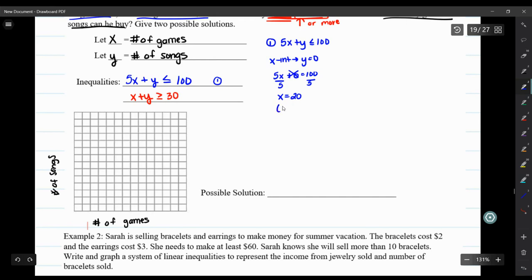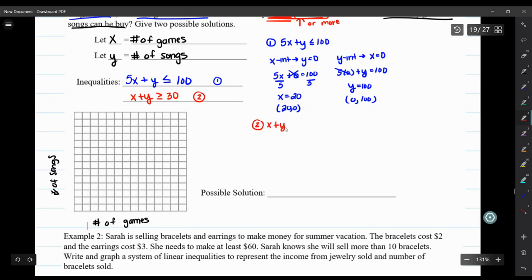So that means my coordinate point would be (20, 0). I also need to find the y-intercept. So for the y-intercept, that means that your x value is 0. They're always backwards. So this is 5 times 0 plus y, giving me 100. That'll give me my y-intercept. Well, 5 times 0 is 0, so all I really have is y equals 100. So that means my y-intercept is (0, 100). Now I need to do the same thing for my inequality 2.